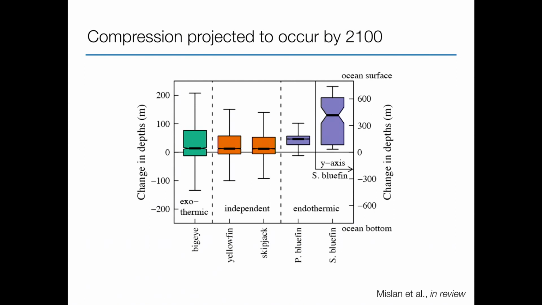And then for the one Pacific bluefin and the southern bluefin, they're actually getting quite a bit shallower. So there's a lot of shoaling occurring. And the southern bluefin actually had to be on a different axis. So this is the only one that's on this axis.